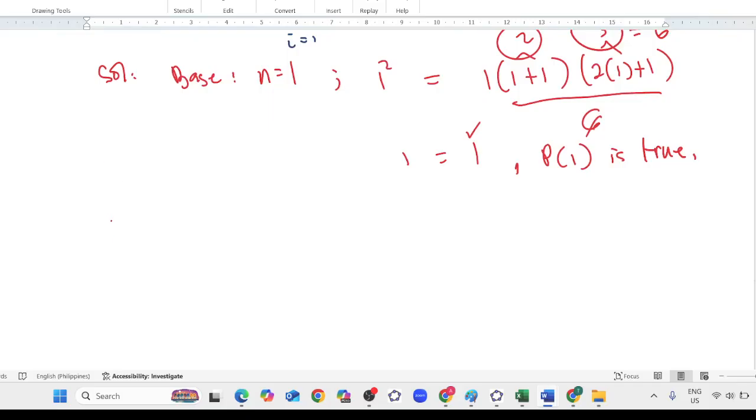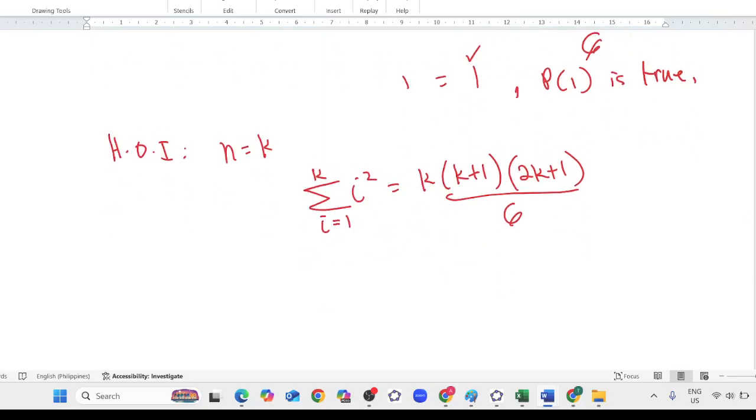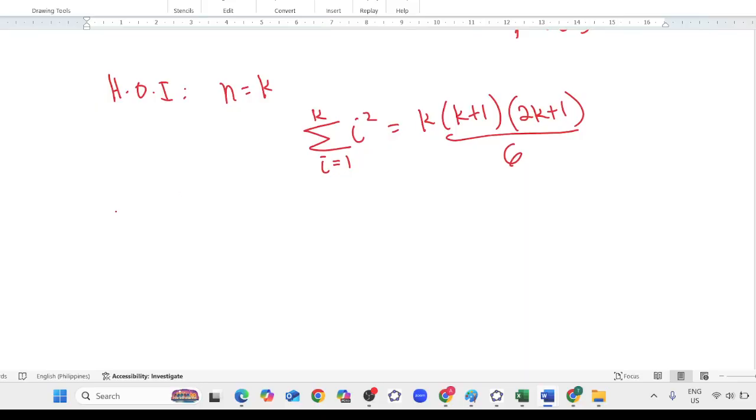For the hypothesis, HOI, hypothesis of induction, we have n is equal to k. So we can just write the summation of i equal to 1 to k of i squared, and that is equivalent to k times k plus 1 times 2k plus 1 divided by 6. Then after that, we have POI, the proof of induction. We have n is equal to k plus 1. And take note, this kind of proof is what we call the weak induction.